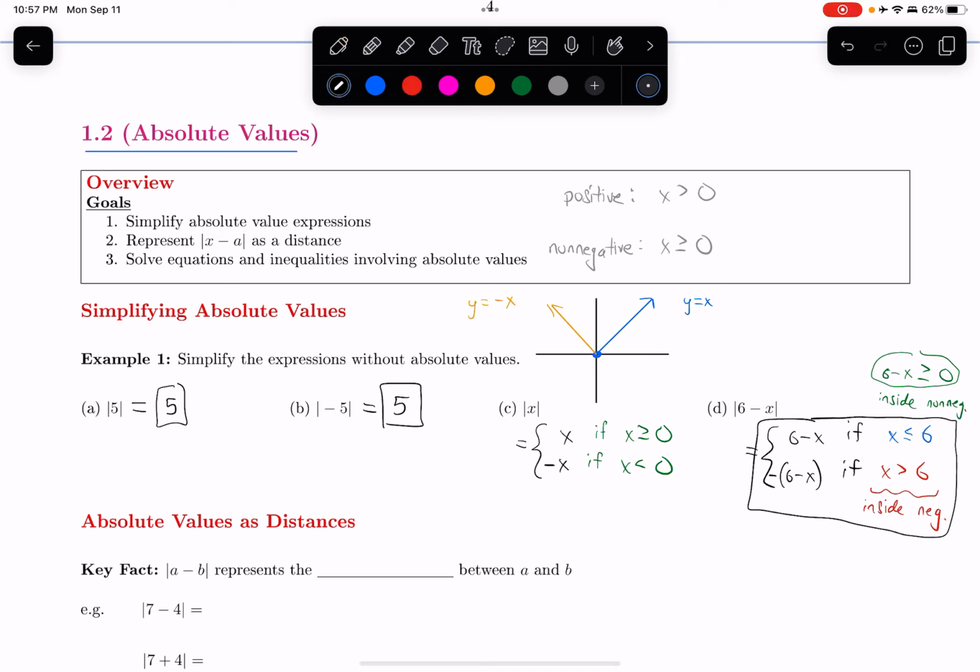All right, cool. In the next video, we're going to talk about how to represent absolute values as distances.